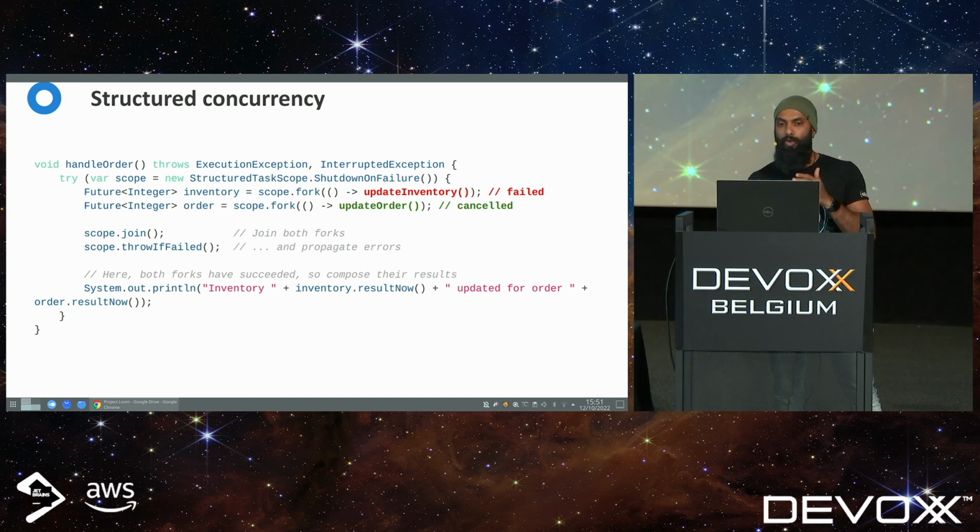It will show what threads are running. It will show what threads update inventory is running on, what thread update order is running on. It will be shown as the children of the parent scope. So you have a better visualization of what's happening when you are looking at thread dumps and stuff like that.